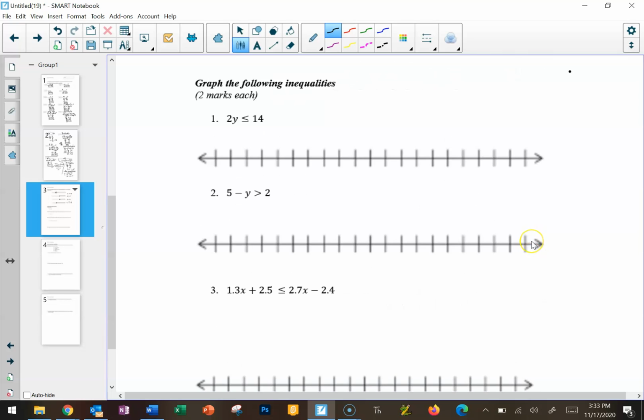Graph the following inequalities. So you've got to solve for the variable first, and then you've got to put it on a number line. This one's pretty simple here. We just got to divide by 2 on both sides, and that's going to leave us with y is less than or equal to 7. So you can set that up any way you want. There's 2, 4, 6, 8, and then negative 2, negative 4, negative 6, negative 8, and so on.